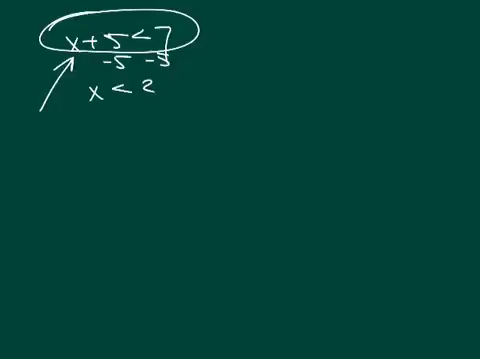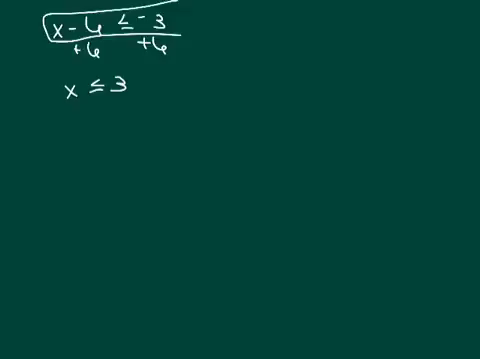It can't be 2 itself, because if we put 2 in there, we get 2 plus 5 is 7, and 7 is not less than 7. So it has to be a number smaller than 2. So if we put 1 in there, 1 plus 5 is 6. 6 is less than 7, so it works. So inequalities, greater thans or equal thans. Alright, let's look at example 2.